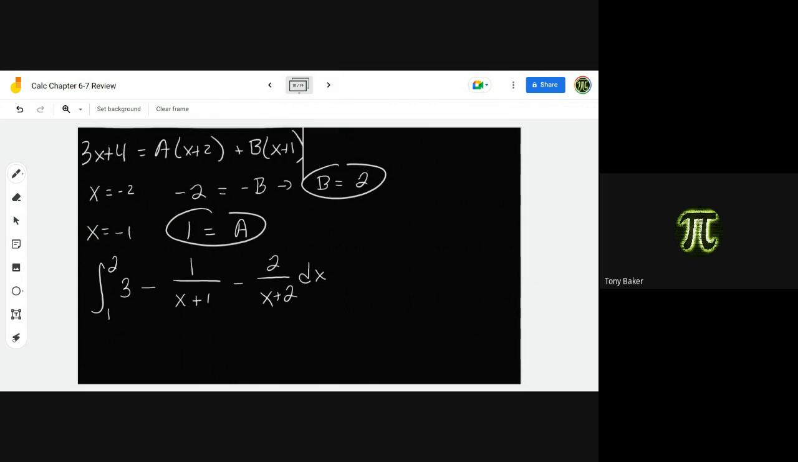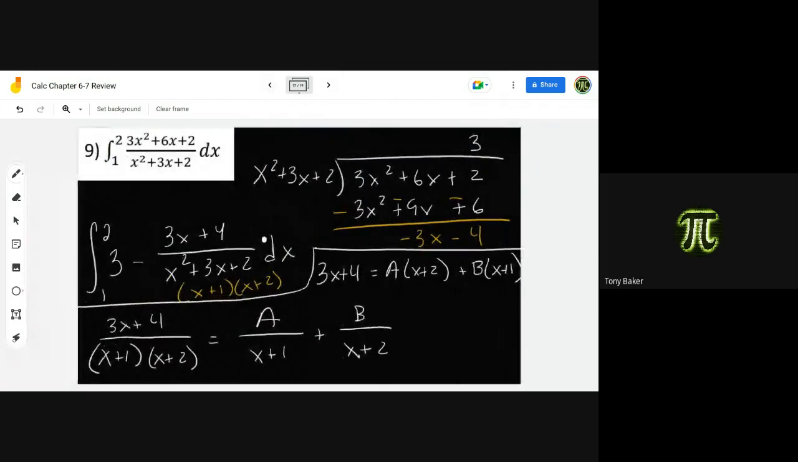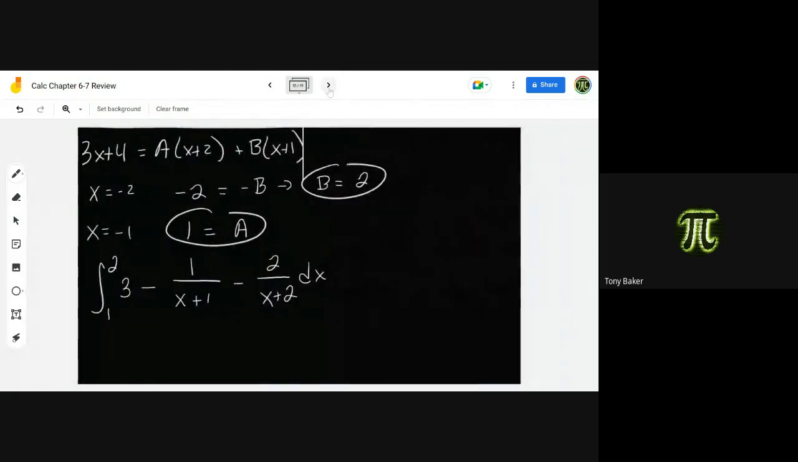Remember, there was a negative sign out in front of this whole fraction thing. I'll show you in a second. That negative sign right there is what makes them both minus. All right, so now I do my integral.